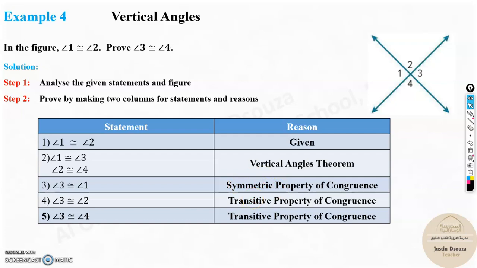So remember, whenever it is a proving problem, please make these two columns and then write. First start with the given, and then look at the figure and analyze which property is most suitable. Over here, it's not about complements. Over here, it's about vertical angles. So use vertical angles, and then from symmetry and transitivity, we can easily prove this.